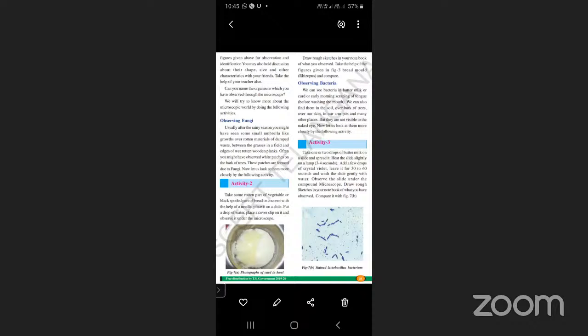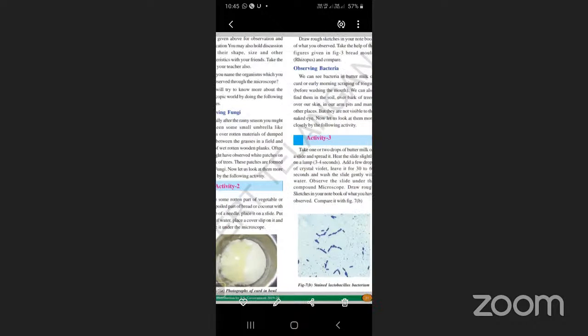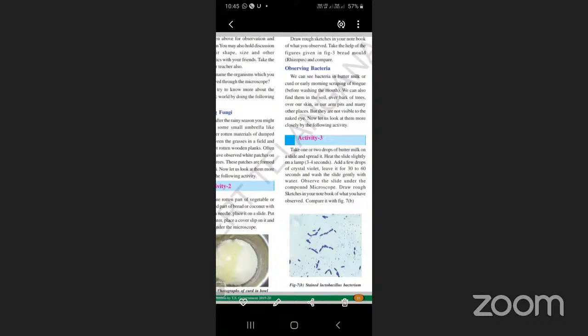Chalo, let us go for observing bacteria. This is also one of the microorganisms. Let us observe bacteria. Practically, we can see bacteria in buttermilk or curd. Look at the screen, all of you.